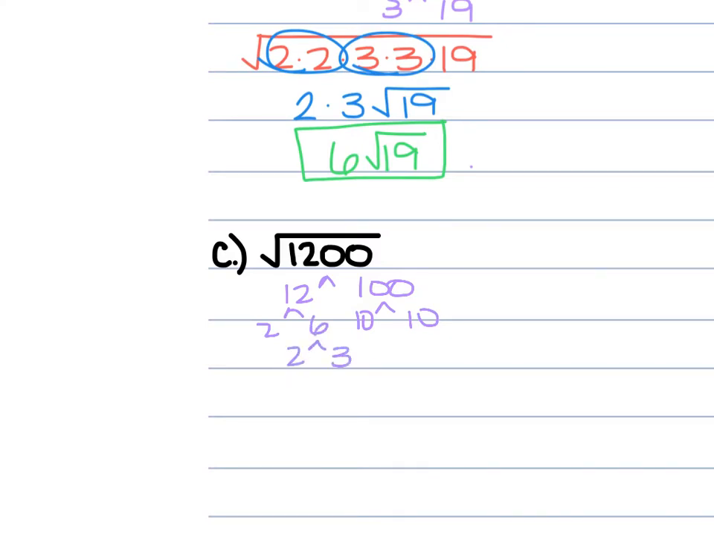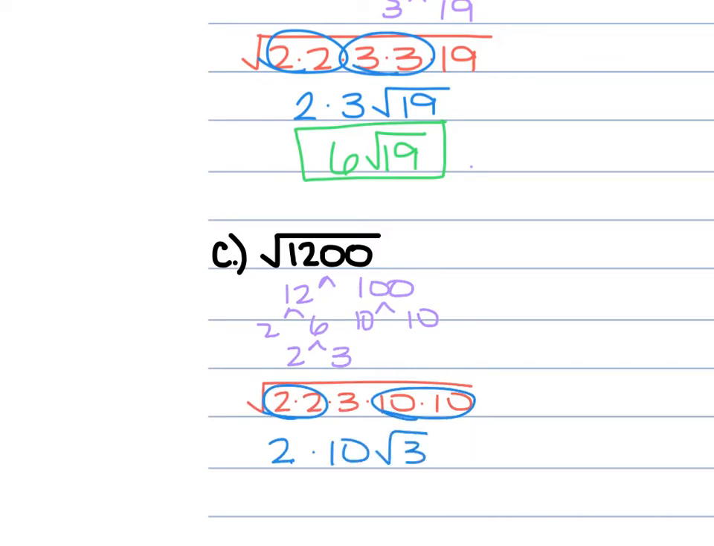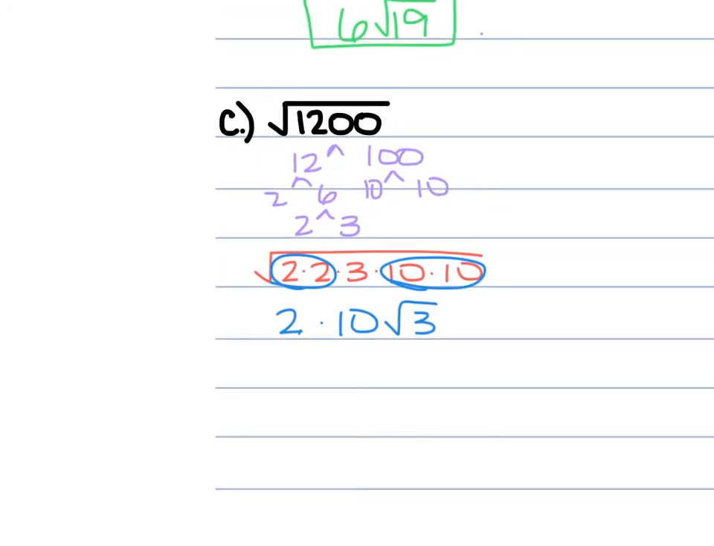So this, even if you wanted to factor out the tens, you can, but you don't have to, because there's 2 of the same factor. So this is also the square root of 2 times 2 times 3 times 10 times 10. The 2 times 2, 1 comes out. The 3 stays under. The 2 tens, 1 of those comes out. So this is 2 times 10 times the square root of 3, which is 20 square root 3.